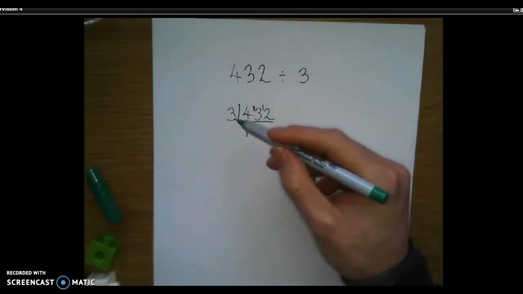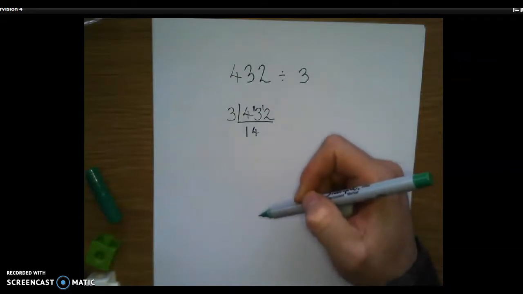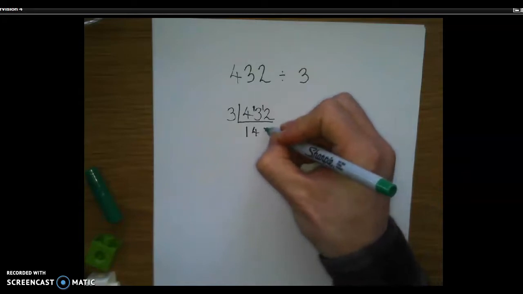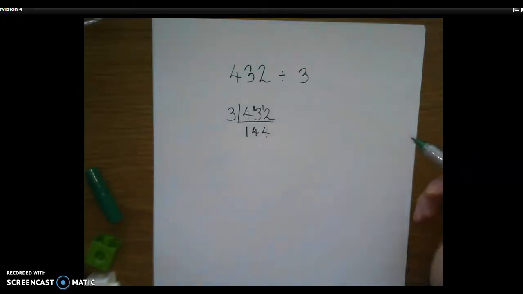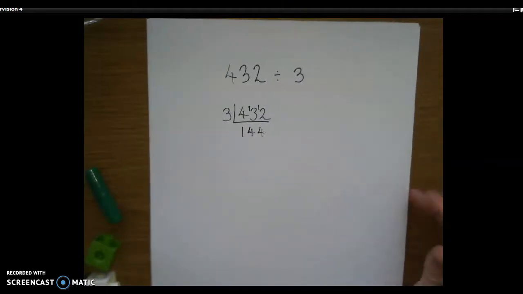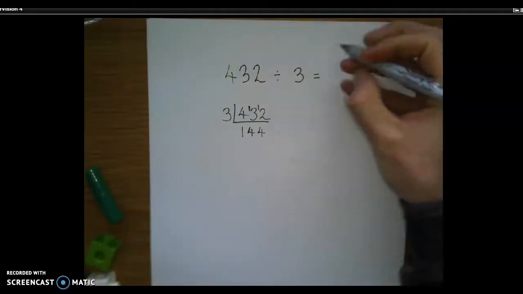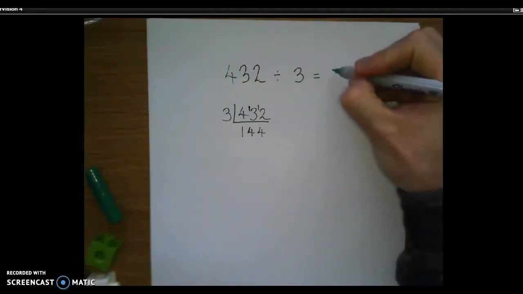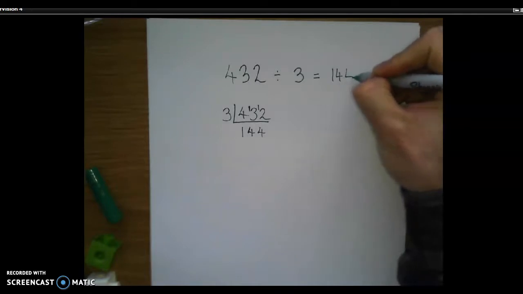And now 3 into 12, we know that. 3 goes into 12 4 times. 3 times 4 is 12. And there's our answer. With no remainders, it goes in evenly. Now, we can use reverse multiplication to check if our answer is correct. So we have 432 divided by 3 is 144.